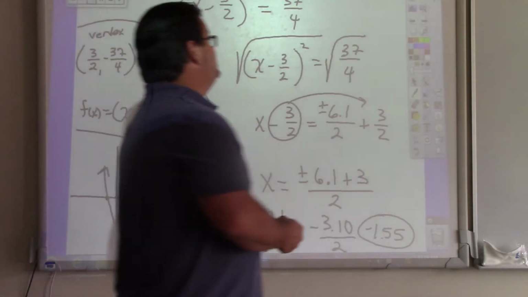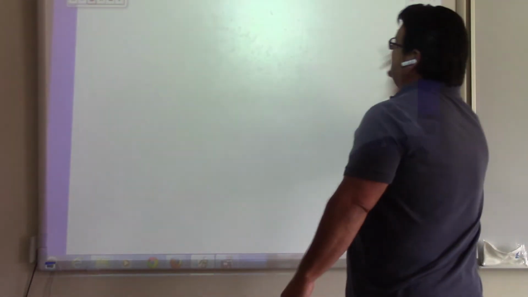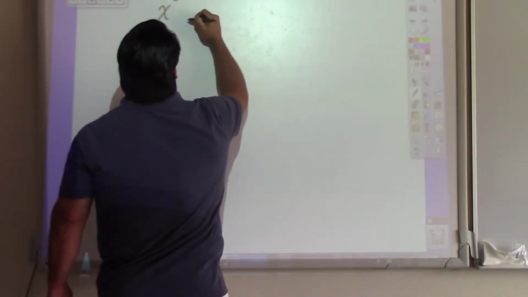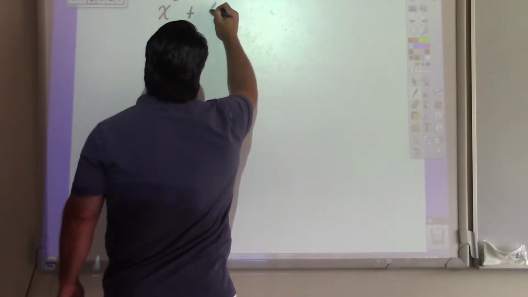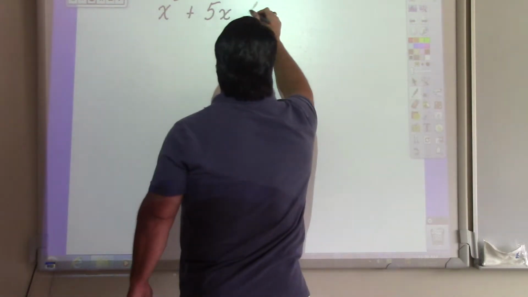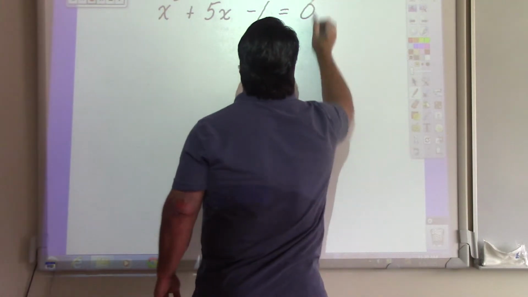Let's do another one. Yes, ma'am. No. That's what I like to hear. x squared, you hate it now, but plus 5x, I have to pick though, minus 1 is equal to 0.